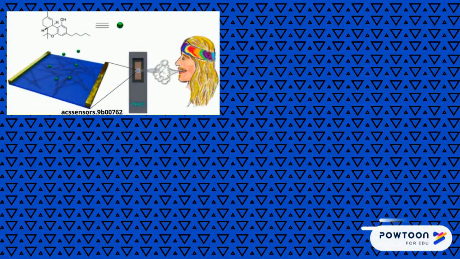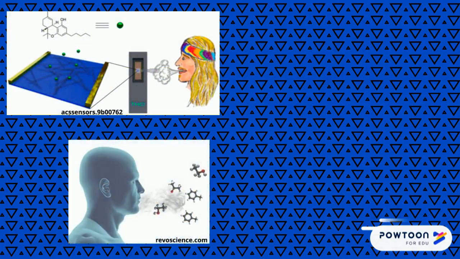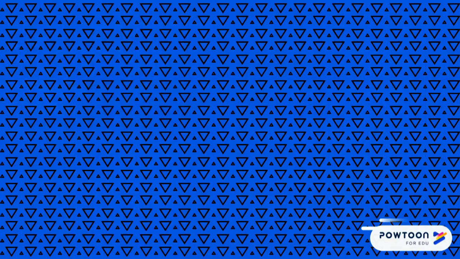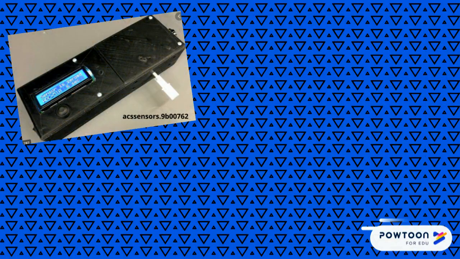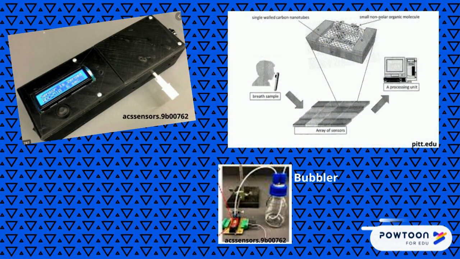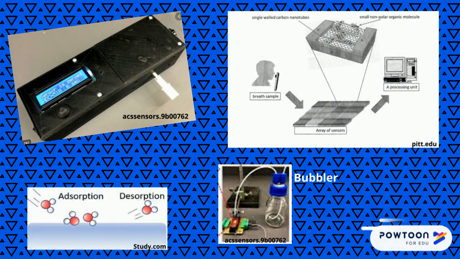The breathalyzer was tested with selectivity toward THC over more volatile breath components such as CO2, water, ethanol, methanol, and acetone, which were released from a bubbler as an example of human breath and were delayed by a sensor reader to allow for the desorption of these compounds from the semi-resistor surface, allowing it to detect THC.